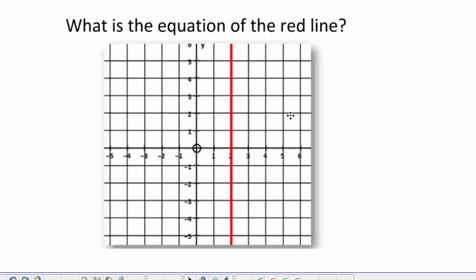And we've got this one, it's going through the x-axis. So write x, and it equals 2. It's going through the x-axis at 2.